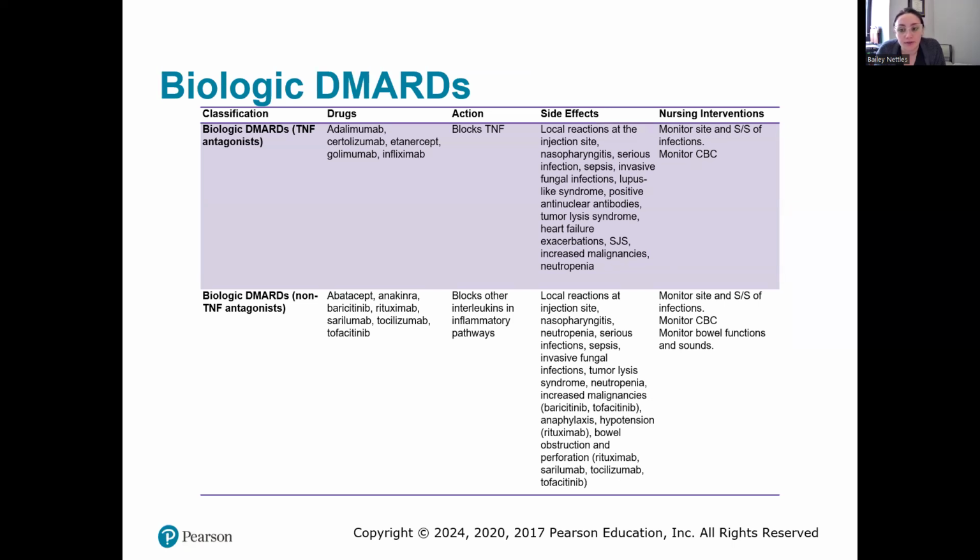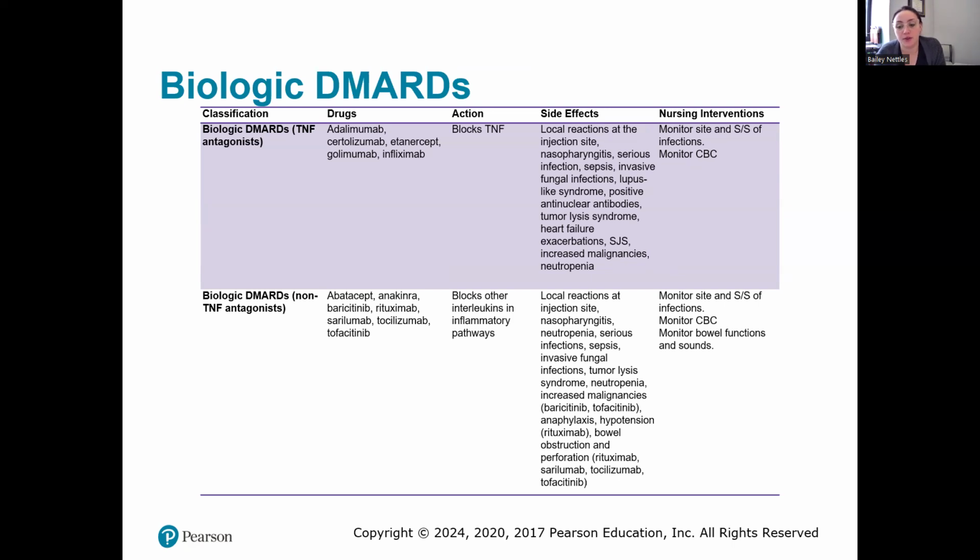For the non-TNFs, these block the interleukins in the inflammatory pathways. Once again, local injection site reactions, okay? The nasopharyngitis, neutropenia, a bunch of infections. I'm not going to get into them.